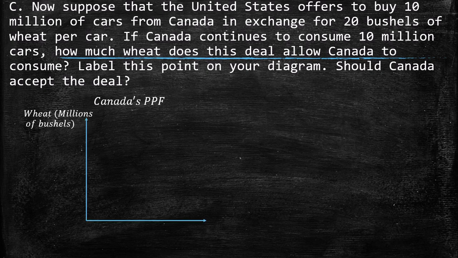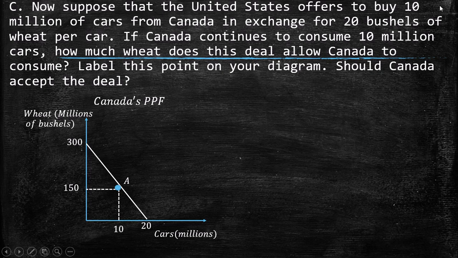So first we have the previous case. This is the original point without trade. But if the United States is going to buy 10 million cars, and Canada still consumes another 10 million, it means that Canada has to produce 20 million cars: 10 million for them and 10 million for the United States. So in this case, this is going to be the consumption afterward.